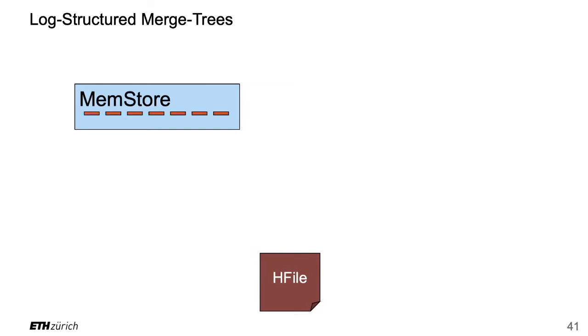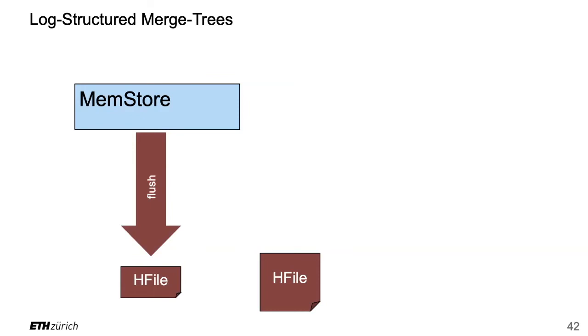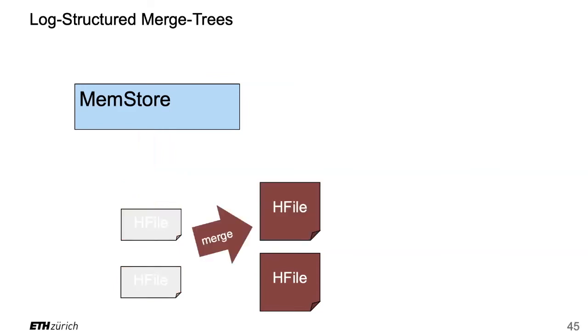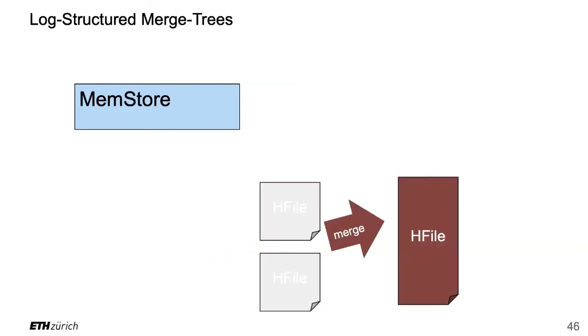Now the memory is full again. What do I do? I flush again. I create an H file. The memory is full again. I flush again. What happens now? Two same-sized H files. So what is the name for that? Compaction, exactly. So I compact them. And now we again have 2, and we do again a compaction. So now this is size 4.